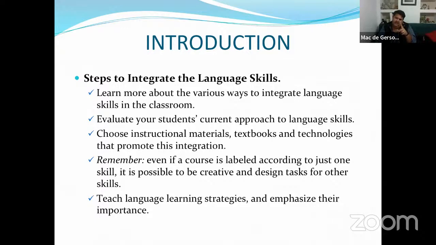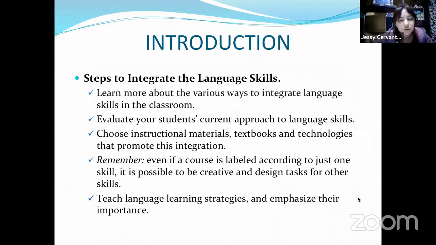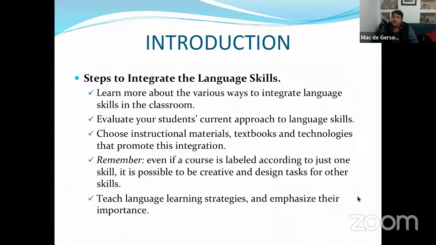Azucena me dijo la vez pasada, si me ayuda el curso, estoy ahí. And she's an experienced teacher. Number 2, Jessie. Evaluate your students' current approach to language skills. Very good. Always in every class, evaluate your students. No need to be a formal assessment. Just an activity for you to know if your students actually got the point or not.